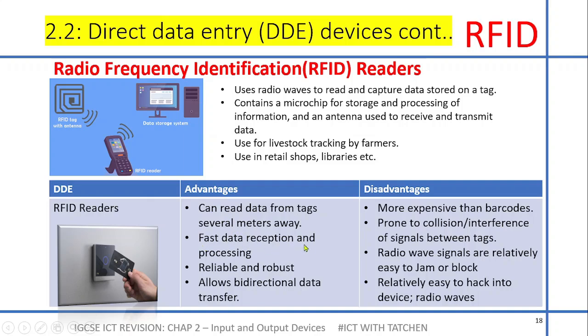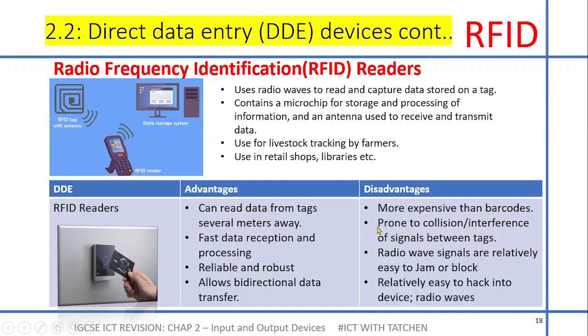Yes, fast data reception and processing, reliable and robust. They can also allow bidirectional data transfer, meaning you can transmit and receive. Disadvantages: they are more expensive than barcodes. They are prone to collision, or there is possibility of interference between tags. Yeah, because of the wireless.